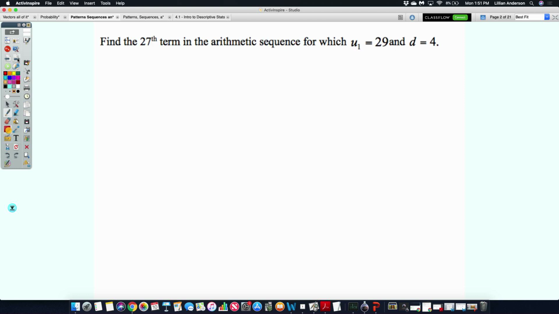So let's take a look at this one. It says find the 27th term of the arithmetic sequence for which u sub 1 equals 29 and d equals 4. Starting you off very simply, okay? Here, which formula are you going to use? The nth term of an arithmetic sequence. Okay, what is that formula? Un equals u1 plus n minus 1 times d, parentheses.